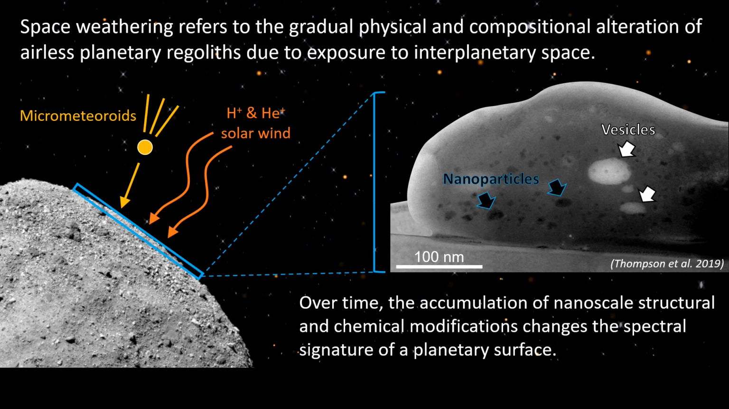Some examples of these modifications include nanoparticles and vesicles, both of which are shown in the transmission electron microscope image on the right. And the accumulation of these products over time alters the overall spectral signature of a planetary surface, making it difficult to interpret composition from remote sensing data. And this optical effect of space weathering is problematic for missions which rely heavily on orbital data to answer all of their scientific objectives.